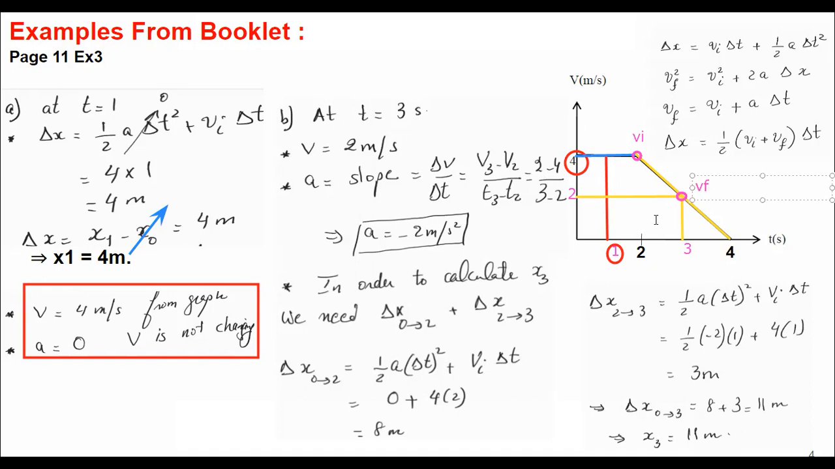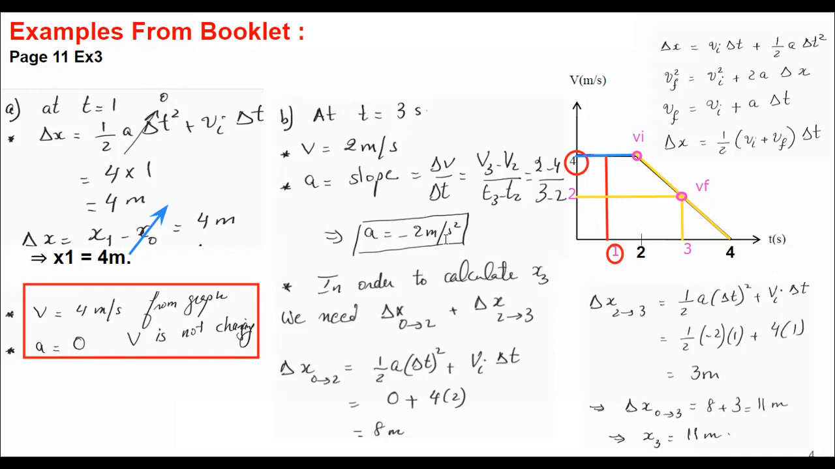Okay, so what is the V initial? It's 4. What is V final? It's 2. So I put it here. V final minus V initial, 2 minus 4, divided by what is T initial? T initial is 2, because here V initial has time equal 2. And this is V final has time equal 3. So divided by 3 minus 2 implies acceleration is minus 2 meters per second squared.